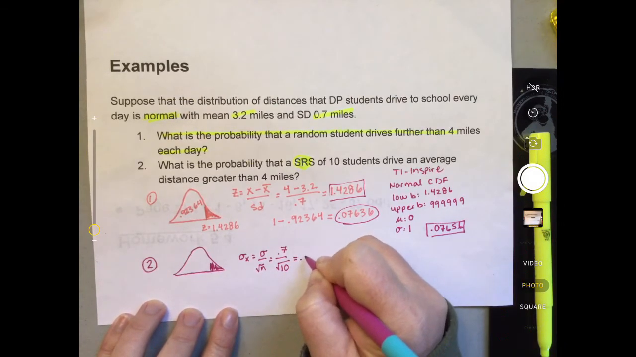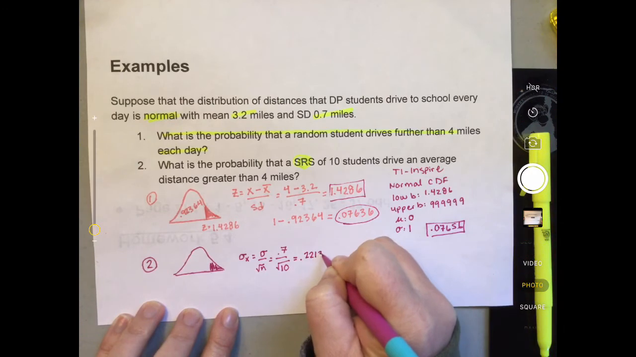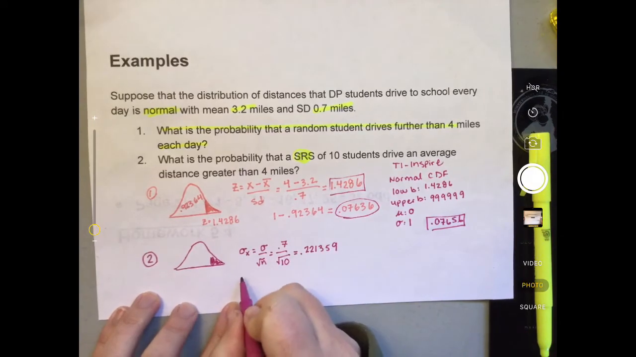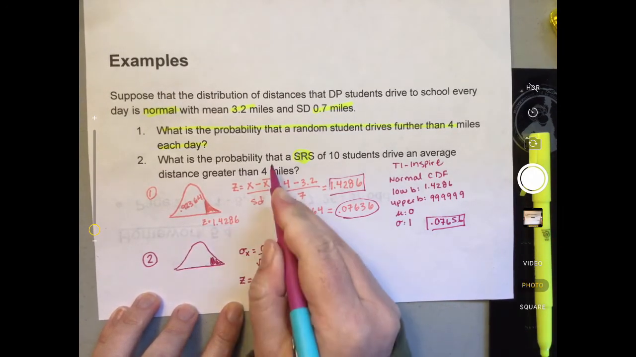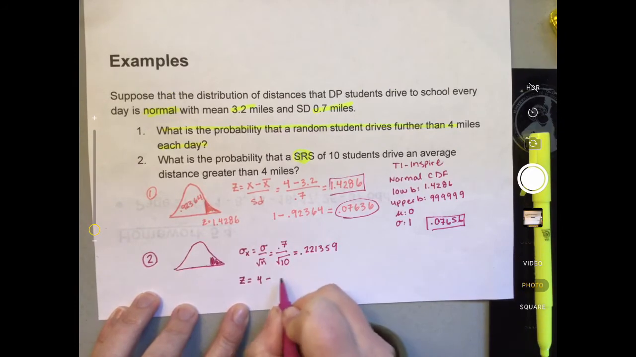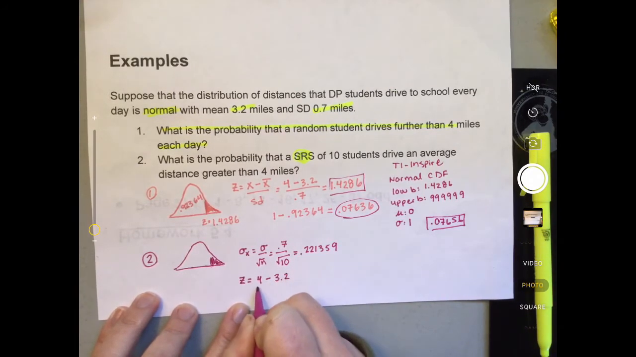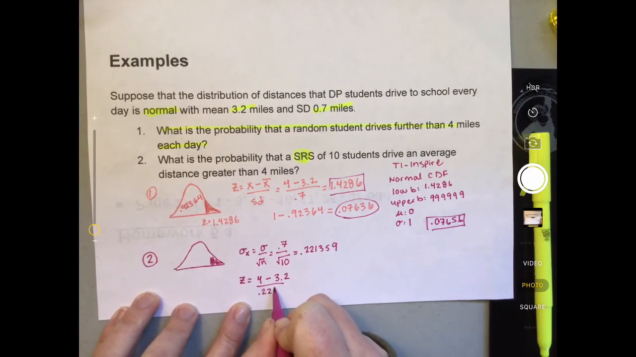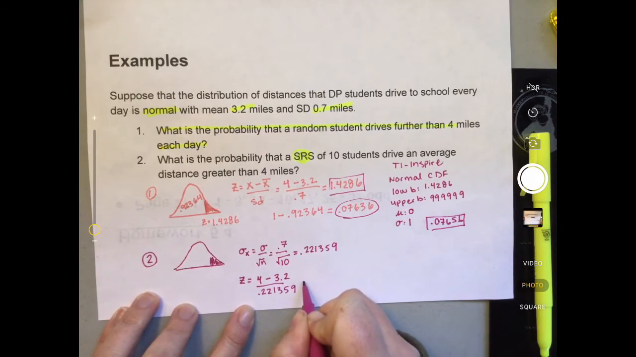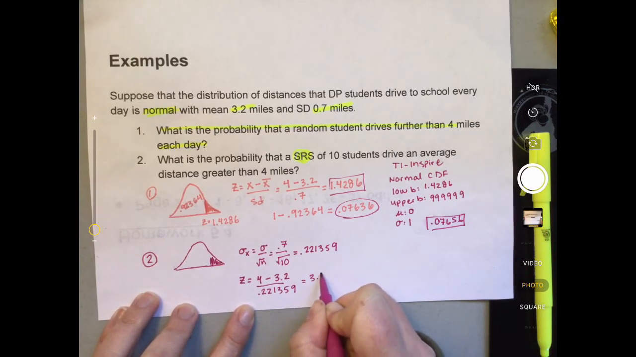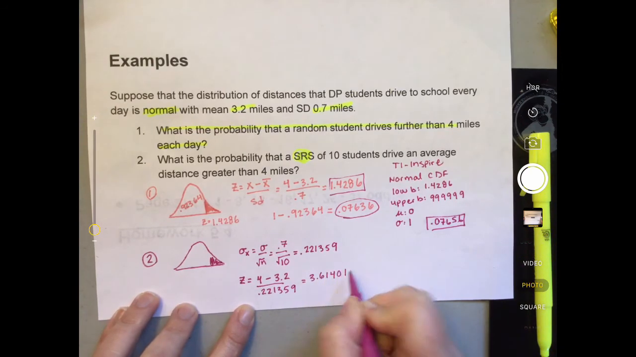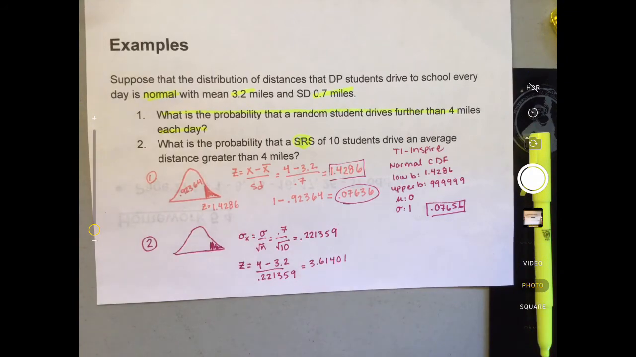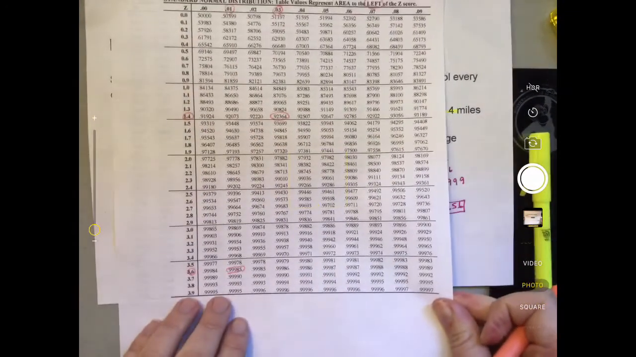When you put that in the calculator, you get 0.221359. Well, now we can recalculate our z-score. So z is going to still be 4 because we want greater than 4 miles, minus our x bar doesn't change, so minus 3.2, divided by this new standard deviation, 0.221359. This comes out to be 3.61404. Let's look on our chart for 3.6, remembering that it gives us to the left of the z-score.